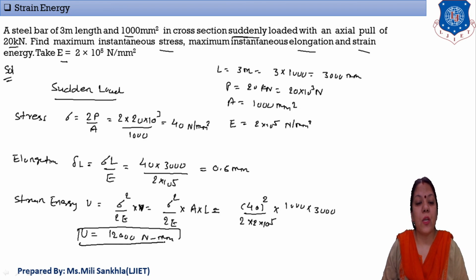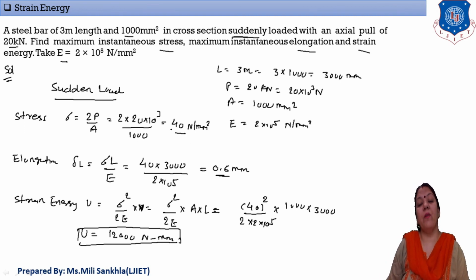Here we found our three values. This is our strain energy, then we found delta L, and then we found stress. Our example of strain energy is complete here.